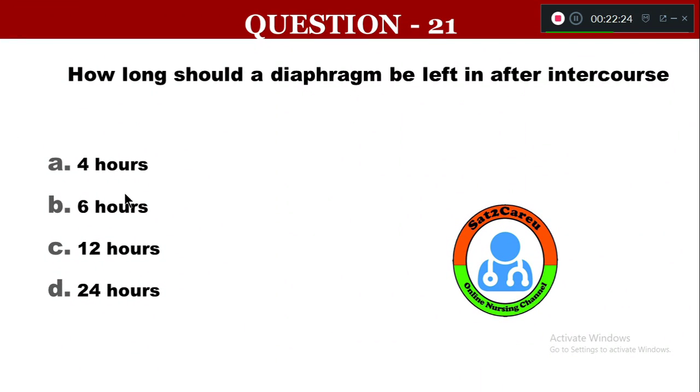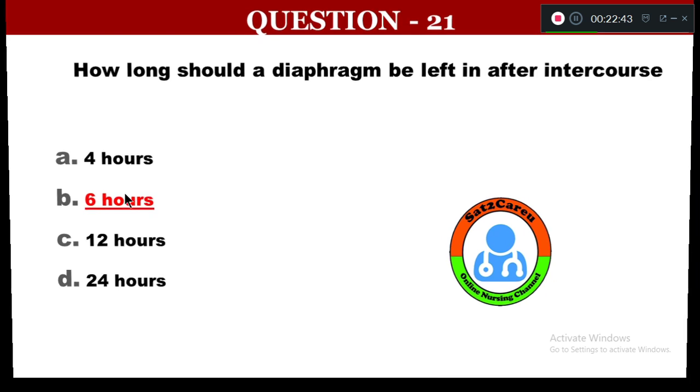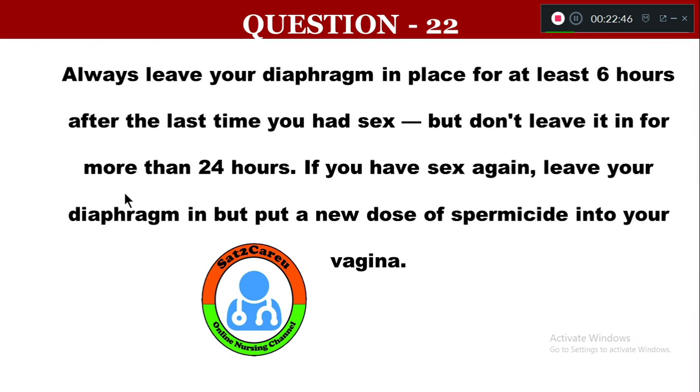Question number 21. How long should a diaphragm be left in after intercourse? Option A 4 hours, B 6 hours, C 12 hours, D 24 hours. So the diaphragm should be left for minimum 6 hour duration. Always leave your diaphragm in place for at least 6 hours after the last time you had sex, but don't leave it in for more than 24 hours. If you have sex again, leave your diaphragm in, but put a new dose of spermicide into your vagina.